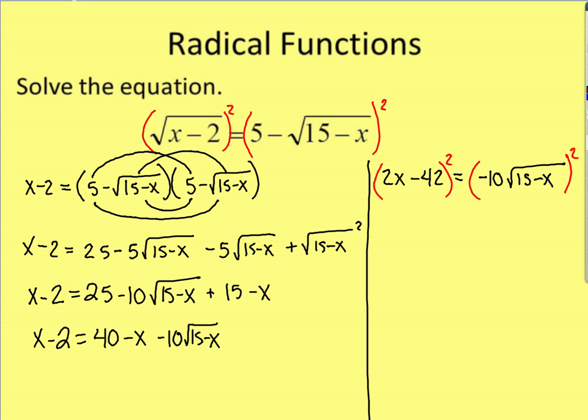On the left side, now you have a binomial squared, so again we can write the binomial twice, and then FOIL. On the right side, you're just going to square each piece separately. Negative 10 squared is going to give you a positive 100. And the square root of 15 minus x, that squared will just get rid of the square root, so you're just left with 15 minus x.